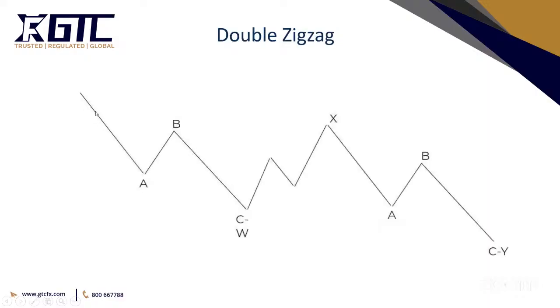Okay, now here comes the double zigzag. Double zigzag means you have a 5-3-5 pattern coming twice. So here you have the first pattern. Now I'm trying to explain in a very simple form, and the labeling, don't worry about the labeling WXY. Let us understand the pattern first. This is the first pattern 5-3-5, okay? And that is the second pattern 5-3-5.